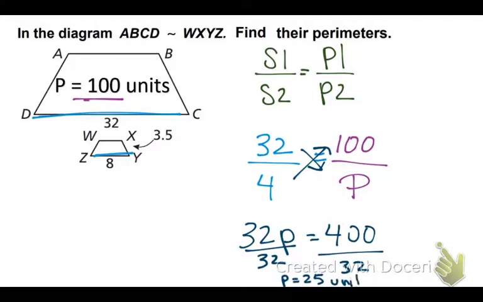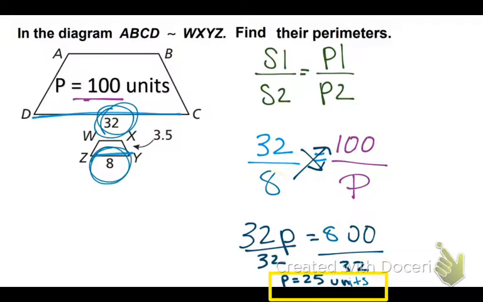It should be 32 over 8. I'm sorry. Go back. It is a Monday, isn't it? I know where I got 4 from. I did it in my head. So 32 over 8, sorry. In my head I reduced it to 4. So sorry. I'll tell you why I did that in a second. So we would get 8 times 100, which is 800. 800 divided by 32 is 25 units.